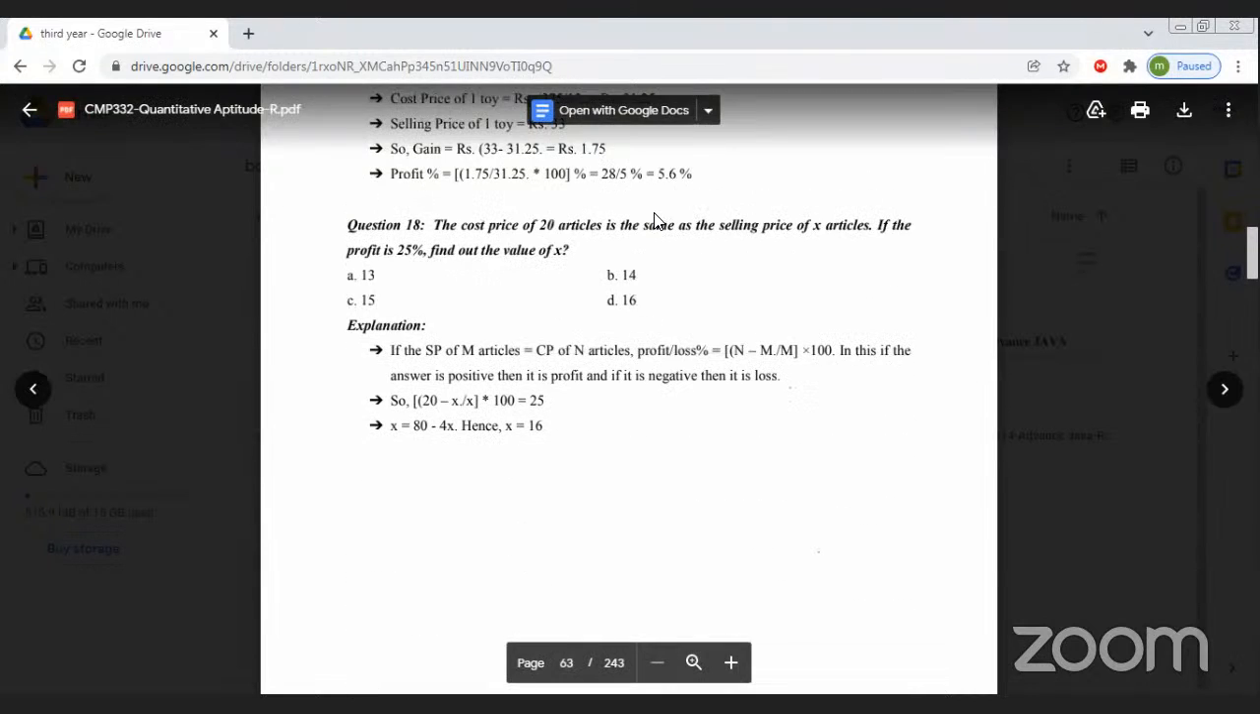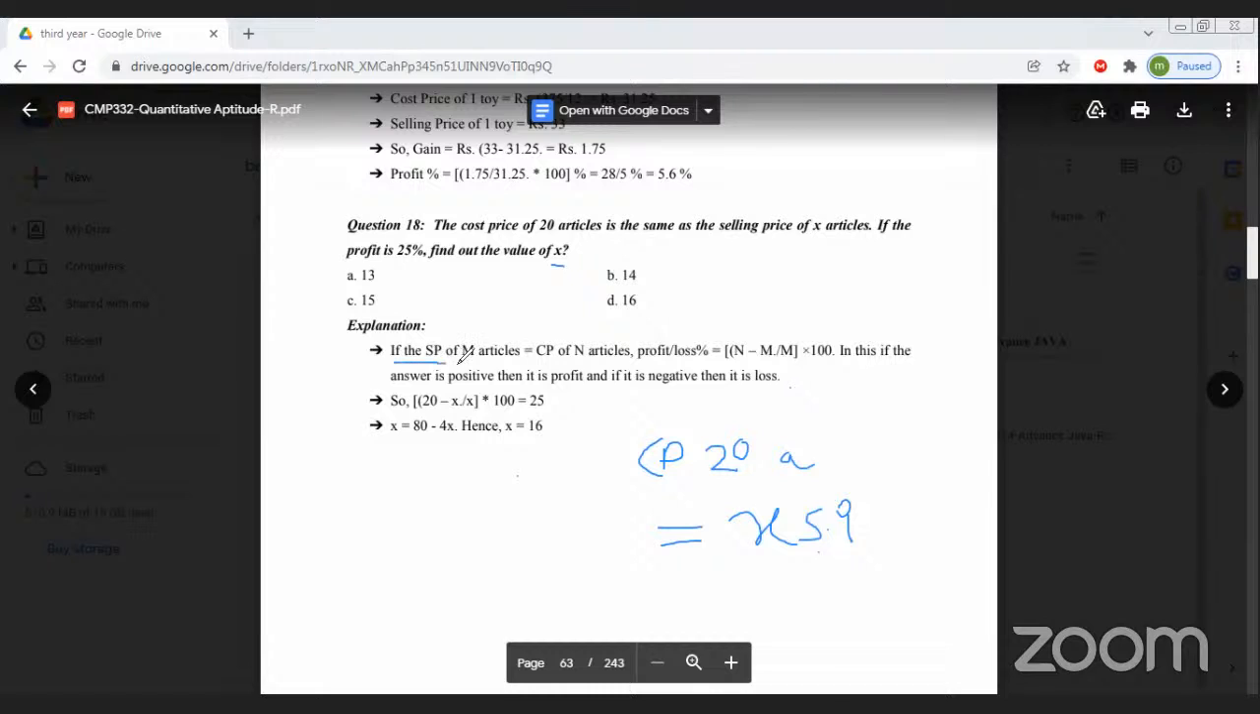Let's take this one. The cost price of 20 articles is the same as the selling price of X articles. If the profit is 25%, find the value of X.